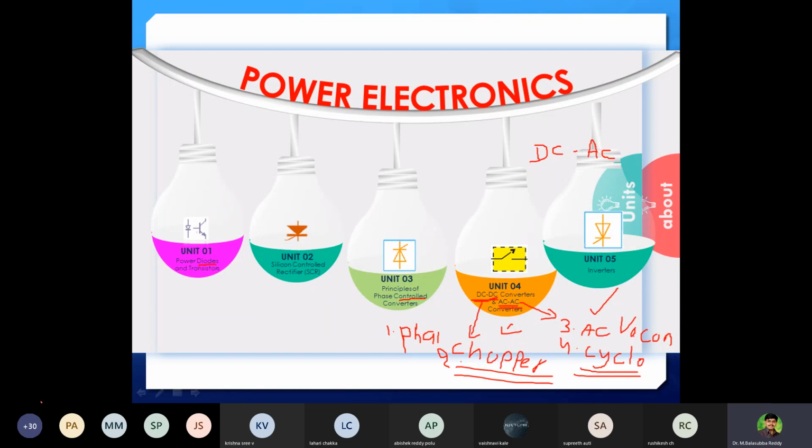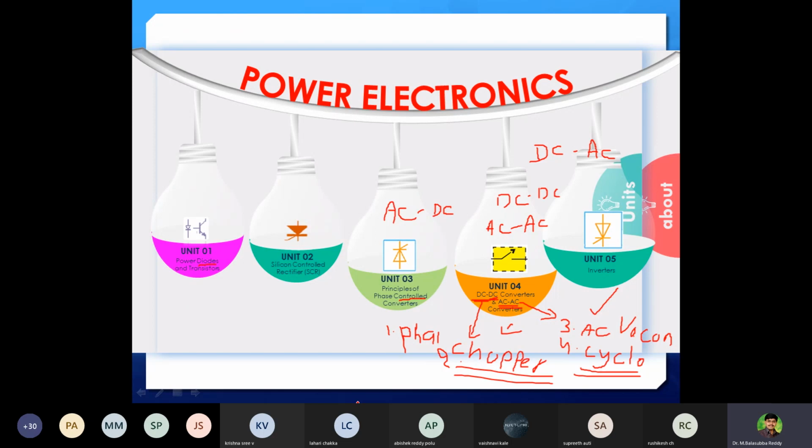So in the phase control rectifier, that is the third unit, it will convert AC to DC. Third unit will be AC to DC. You can remember it this simple way: AC to DC is the third unit. Fifth unit is DC to AC, and the fourth unit is DC to DC as well as AC to AC, both are there in the fourth unit. So these are just the titles of your units.